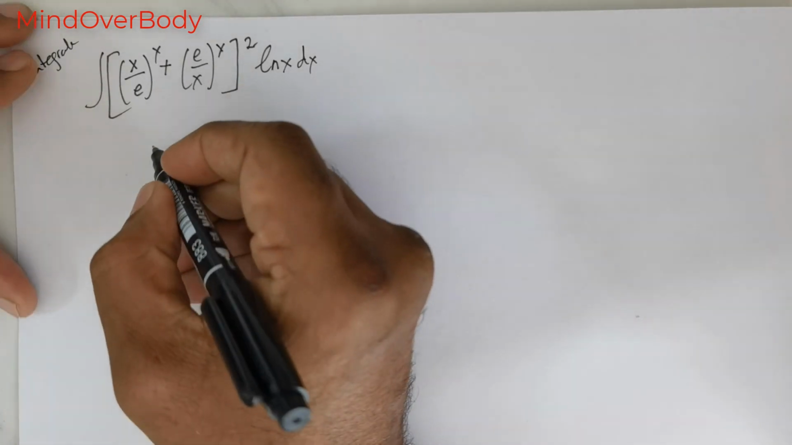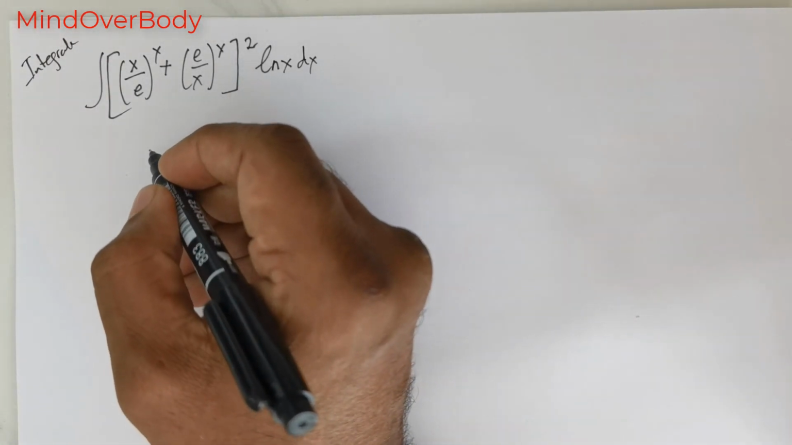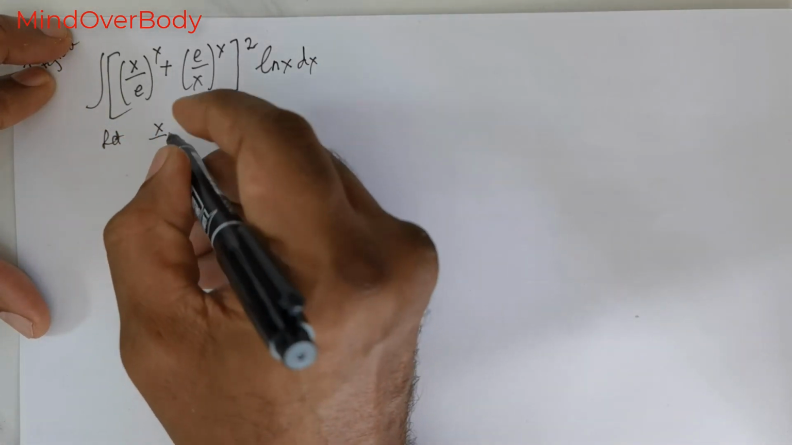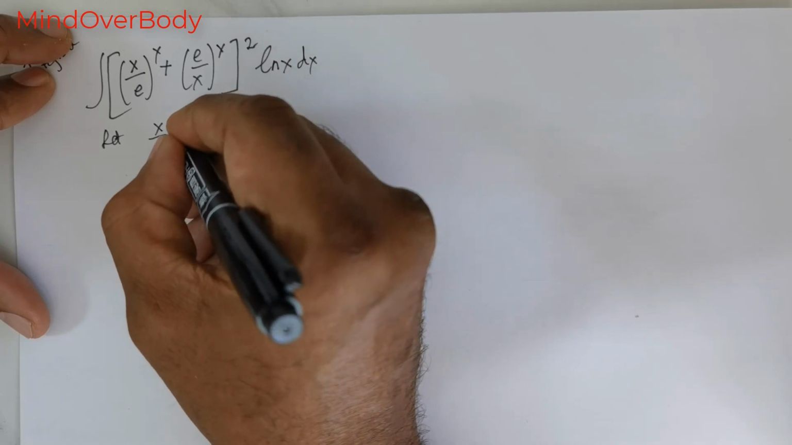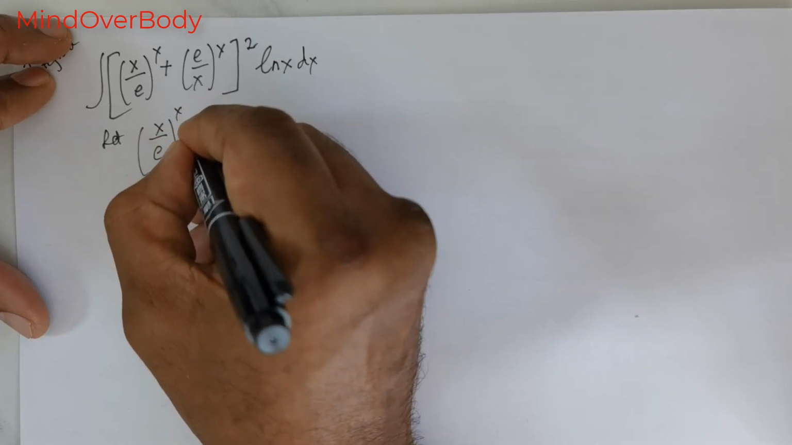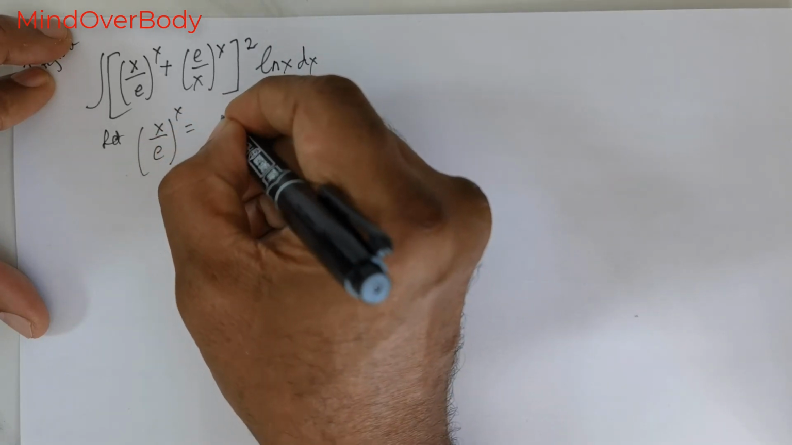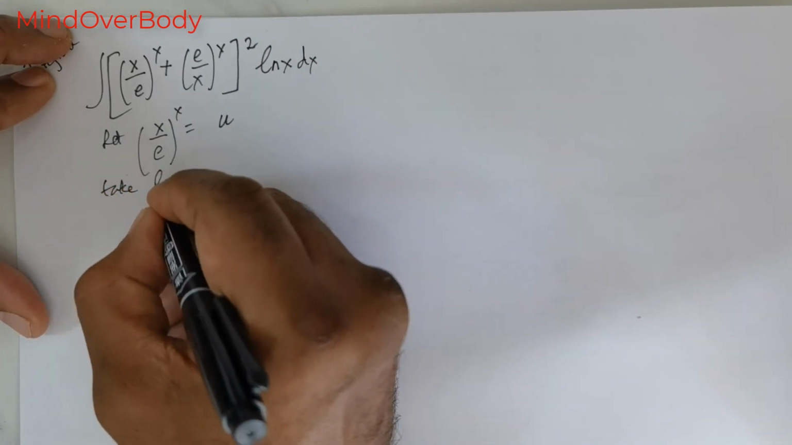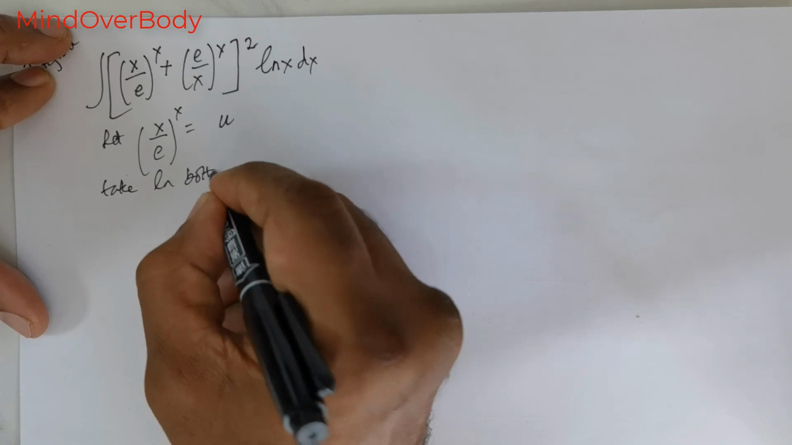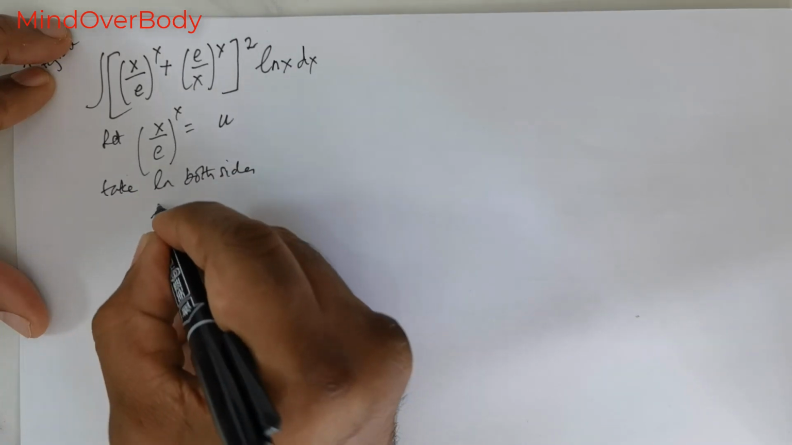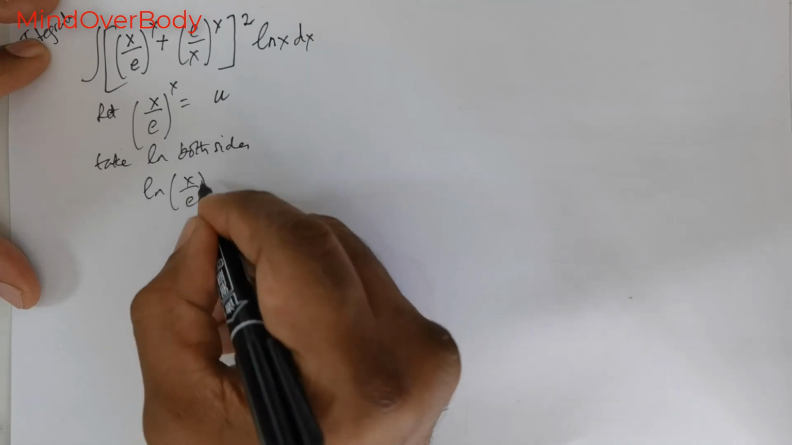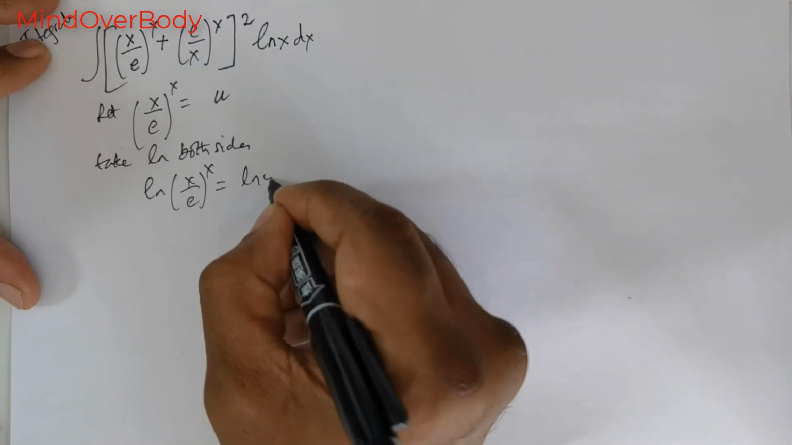Okay, I hope you have tried, and now it's time for us to look into the solution. So foremost, I want to take (x over e)^x to be equal to some u, and we take ln both sides. When we do that, we get ln of (x over e)^x is equal to ln u.